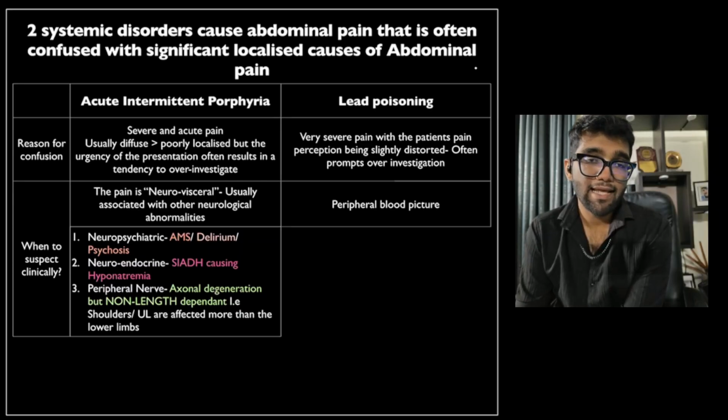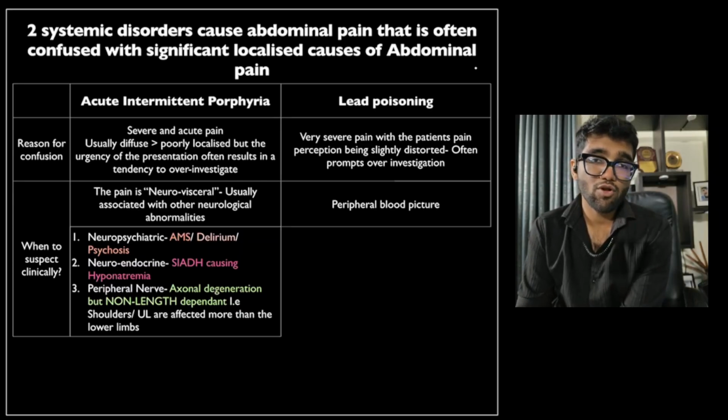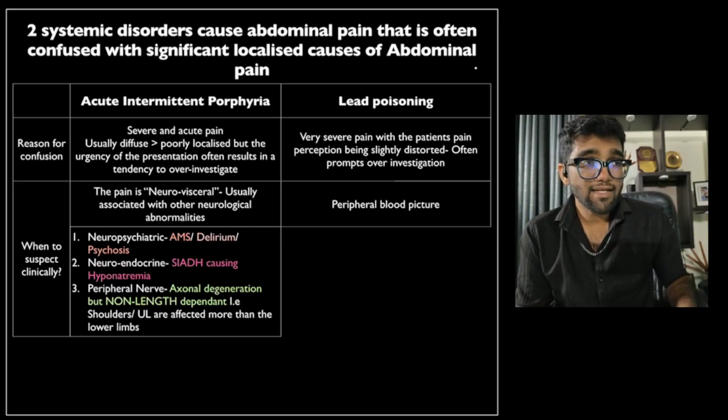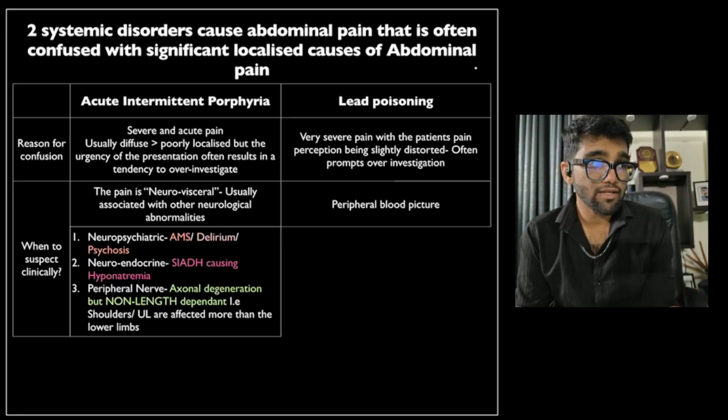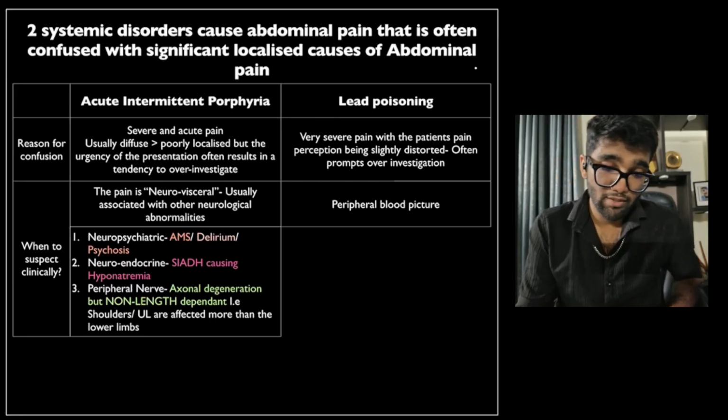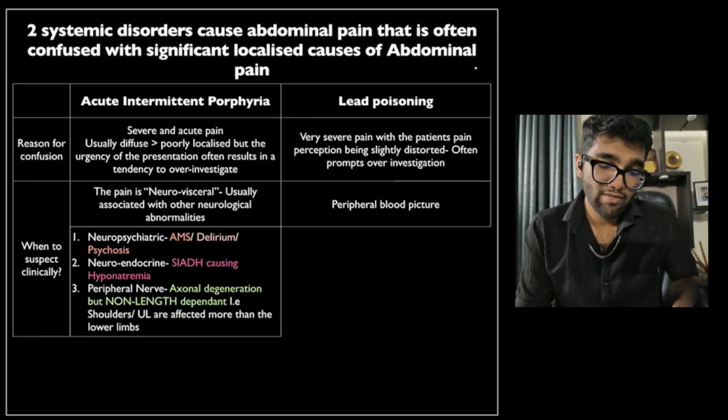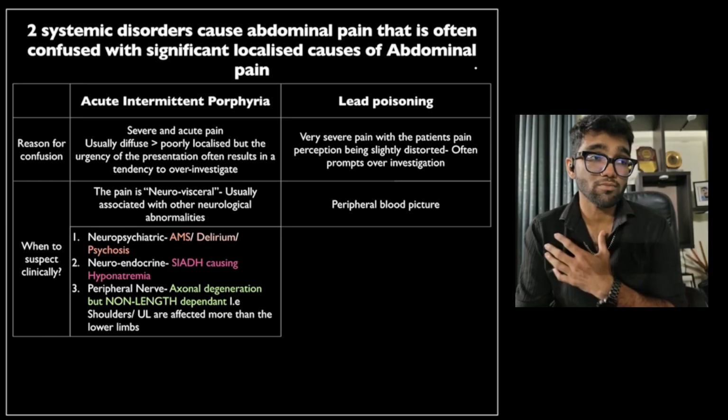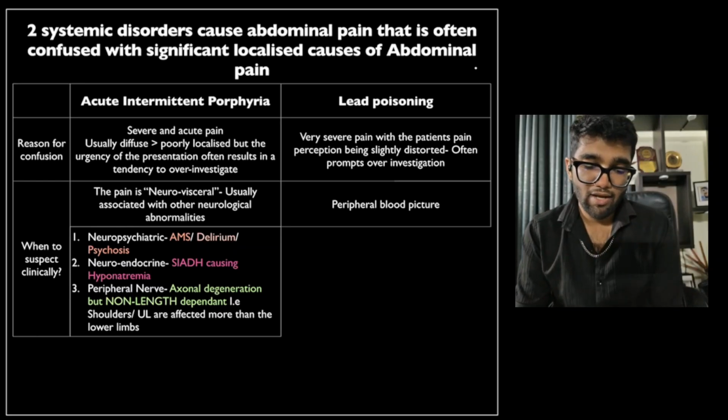Because of that, there is a length dependence. That is, there is a clear involvement of the feet, the soles, and then the palms, and then the limbs are affected in a distal to proximal manner. But in case of acute intermittent porphyria, that is not the case. Even though it is an axonal degeneration, the involved structures are actually proximal. So it is usually the shoulders and the upper limb that are affected more than the lower limbs.